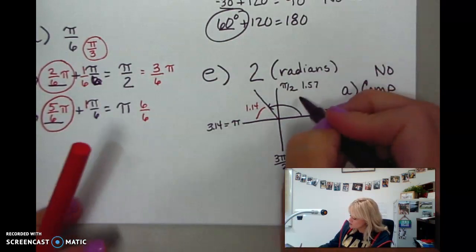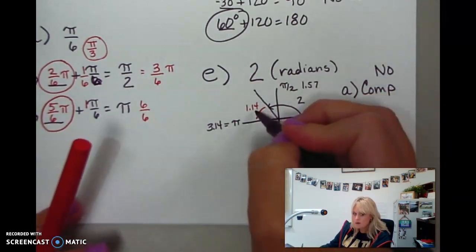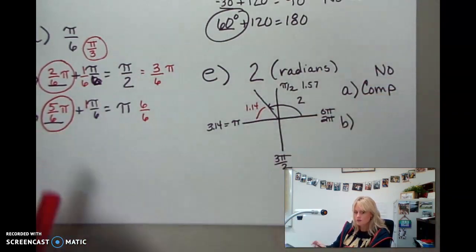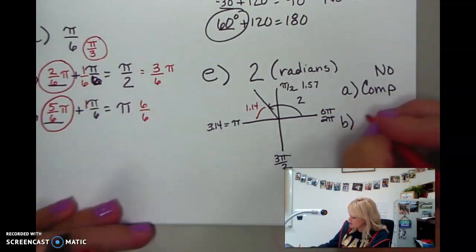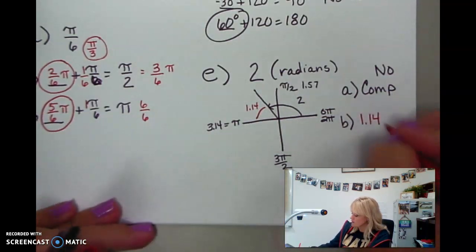So 2 plus 1.14 gives us 3.14. So the supplementary is 1.14 radians.